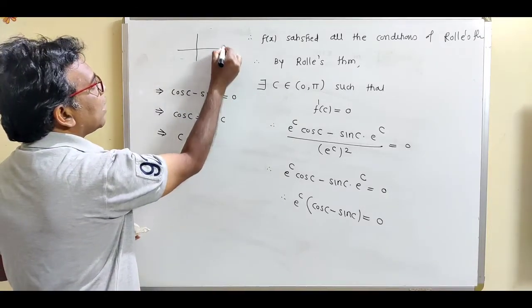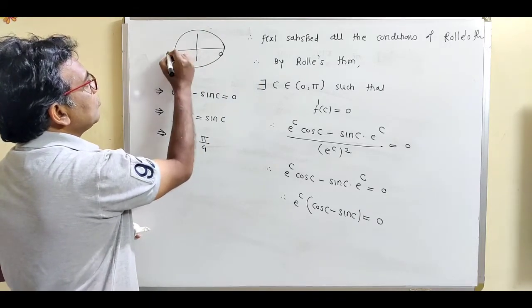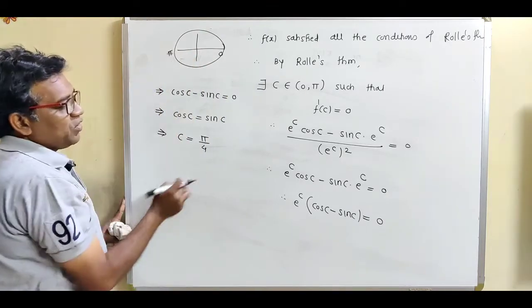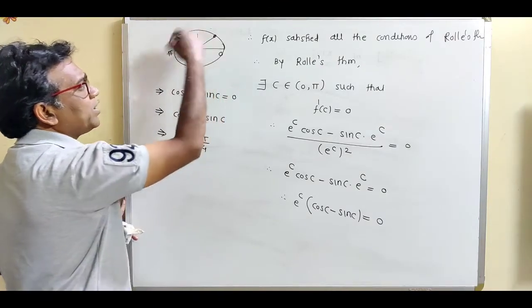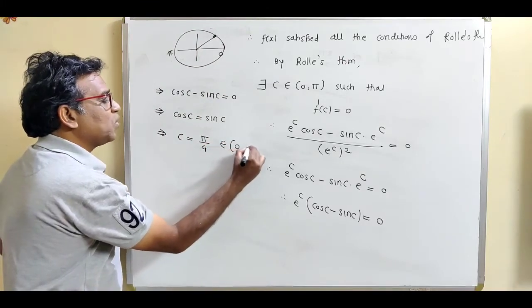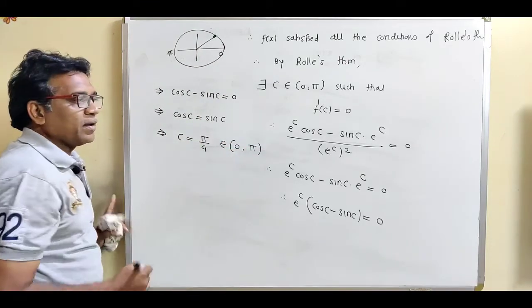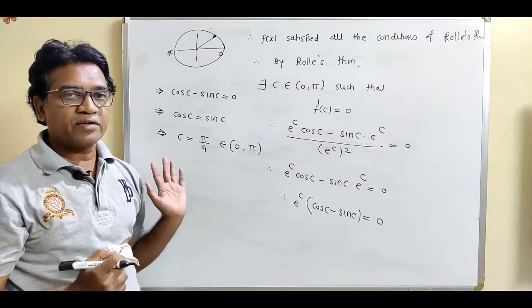And obviously this pi by 4 is in between 0 and pi. This is 0 and this is, suppose, pi. So in between 0 and pi, this pi by 4 lies, so it belongs to the open interval (0, pi). So obviously Rolle's theorem is verified.